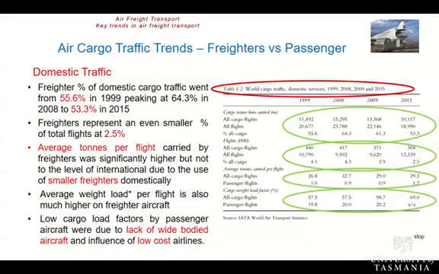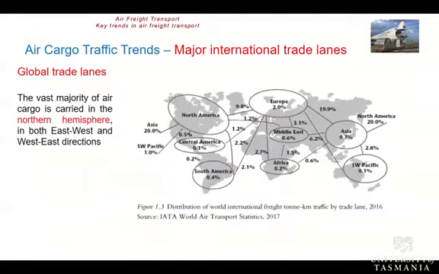Okay, so we're going to move away from that, and we're now going to have a look at the major international trade lanes for cargo. The objective here is to get a sense of where the cargo is moving around the globe, what the major centres are, and then we'll have a look at the major carriers as well as the airports.